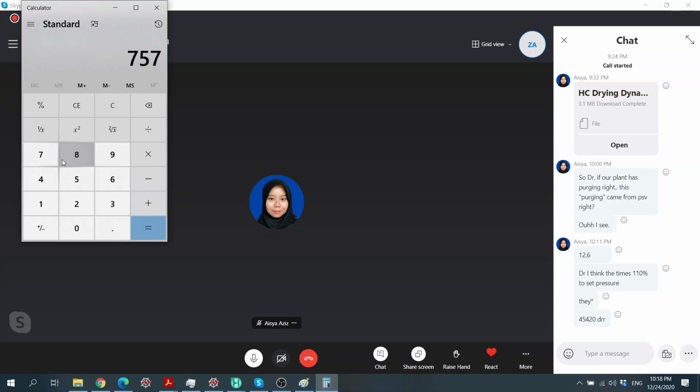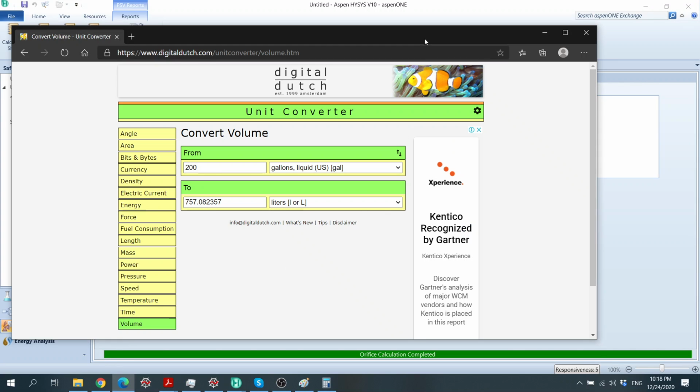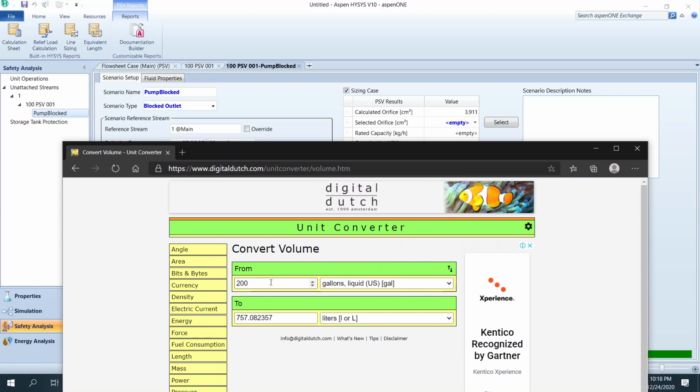757, that's in minutes. And then if it's an hour, that means we have to multiply it by 60. 45,520. Okay, thank you. Now we'll see. This is 3.9. Area 3.91. 0.6 square inch.